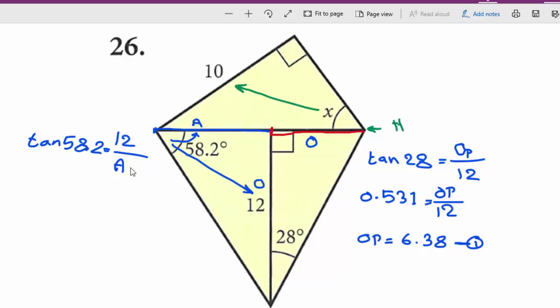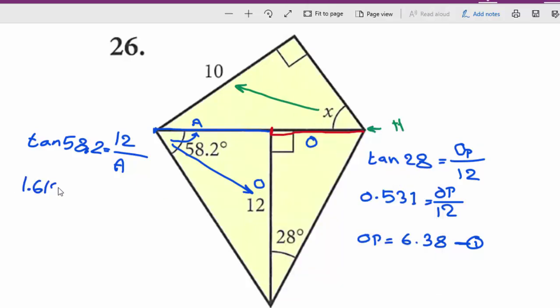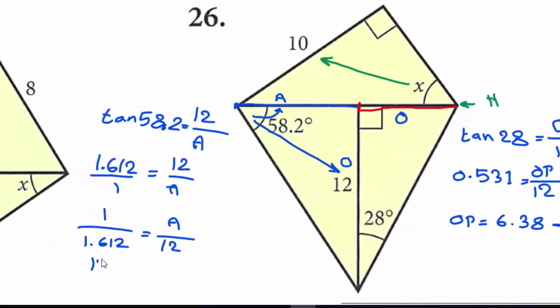Now, tan of 58.2 using a calculator is equal to 1.612. Okay, 1.612 is equal to 12 over A. A is in the denominator. Then we need to flip both sides. We will have 1 over 1.612 is equal to A over 12. How can I get rid of this 12? If I multiply both sides by 12, then it will look like this. 12 over 1.612 is equal to A, which is the second part of this hypotenuse.